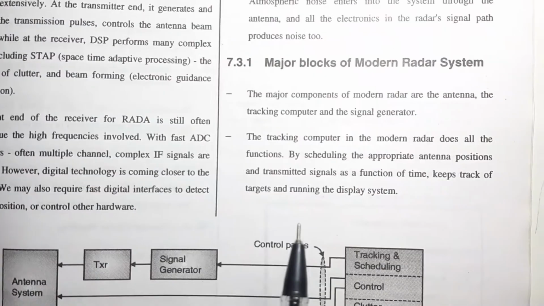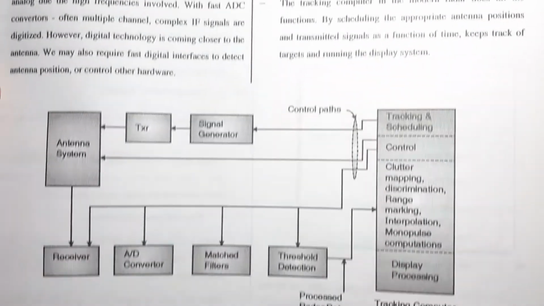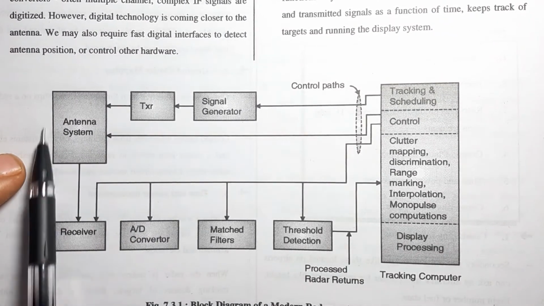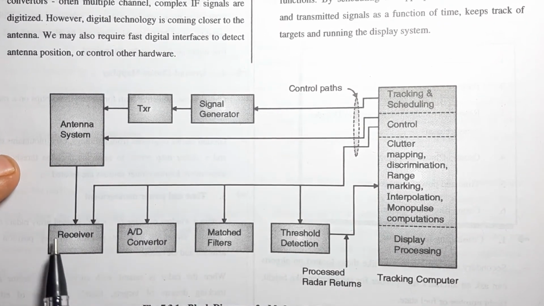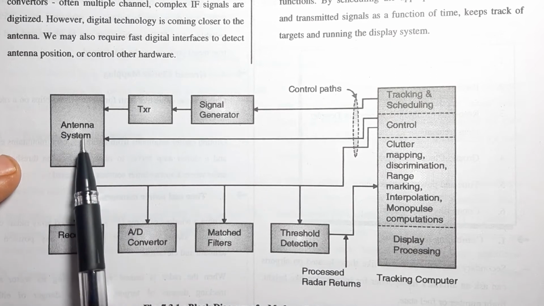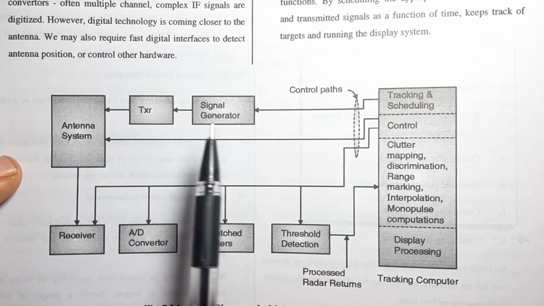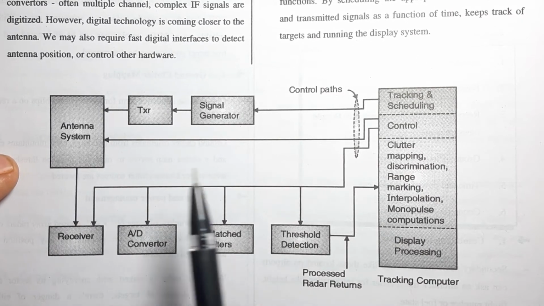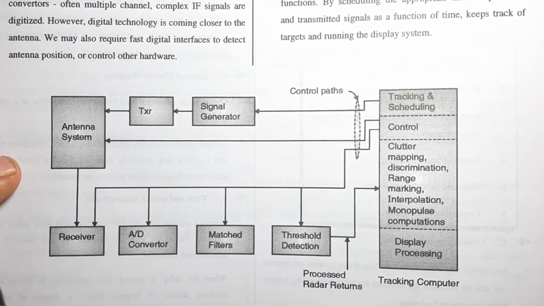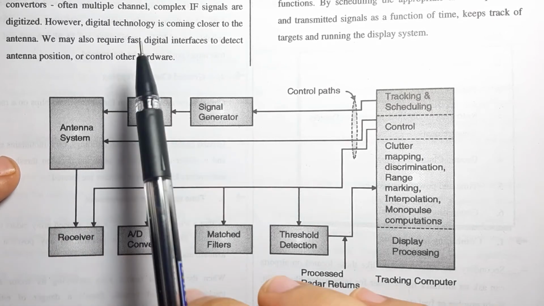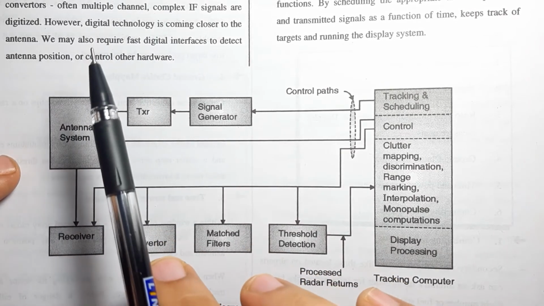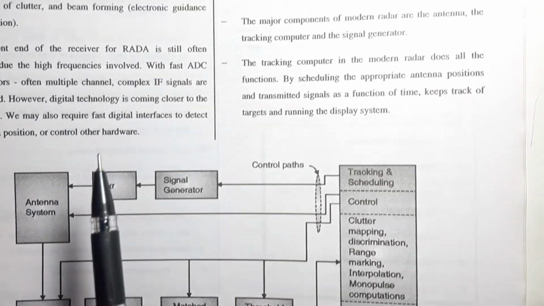Now, as you can see over here, the diagram is somewhat simple. We have an antenna system, which is connected to the receiver, and the antenna system is also connected to the transmitter, and another block is connected to the signal generator. It performs the circular path, so don't worry, we will be discussing each and every one of them in detail. Now, the main task of a radar signal processor is to make its decision.